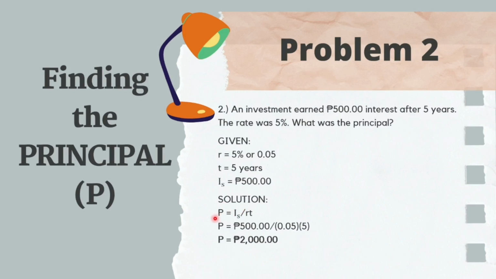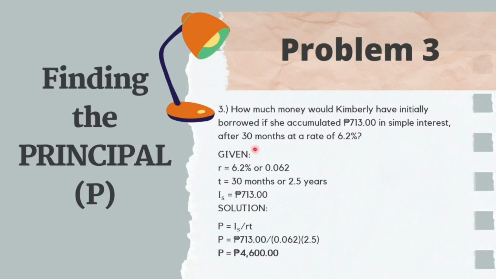To solve this, we'll use this formula. Principal is equal to simple interest divided by the product of rate and time. So we substitute: simple interest of 500 divided by the rate of 0.05 and the time of 5. Once you plug that in, you will get a value of 2,000. So the final answer for this specific question is 2,000 pesos. So that's the principal. Heading on to problem number 3.